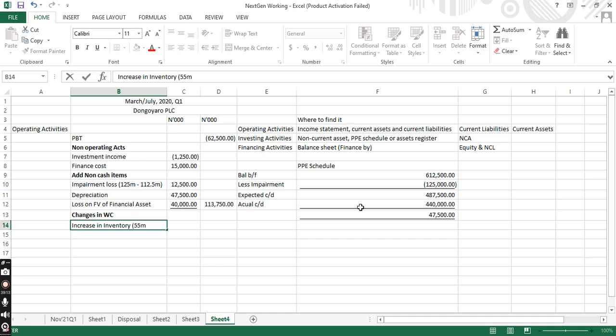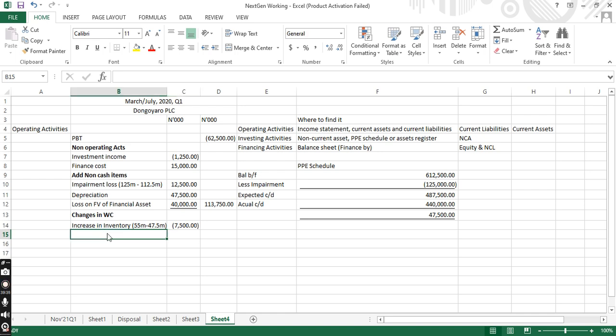So let me have 55 minus 47.5 million. All right, and that gives us 7,500. Since this is an outflow, that means we will bracket it. Then what else do we have?